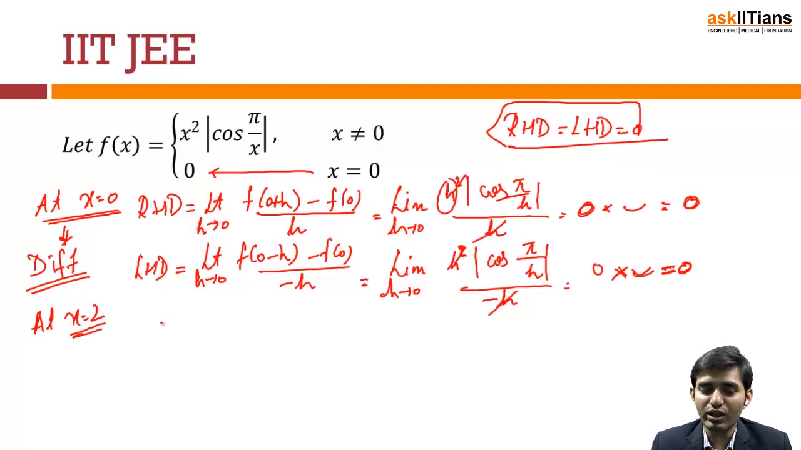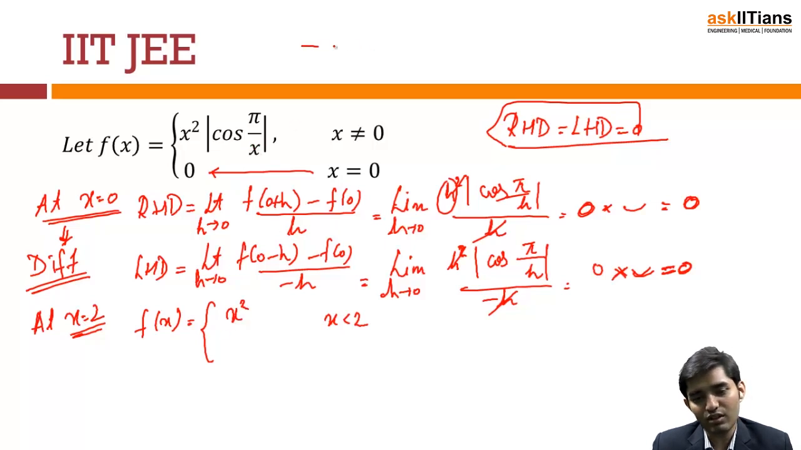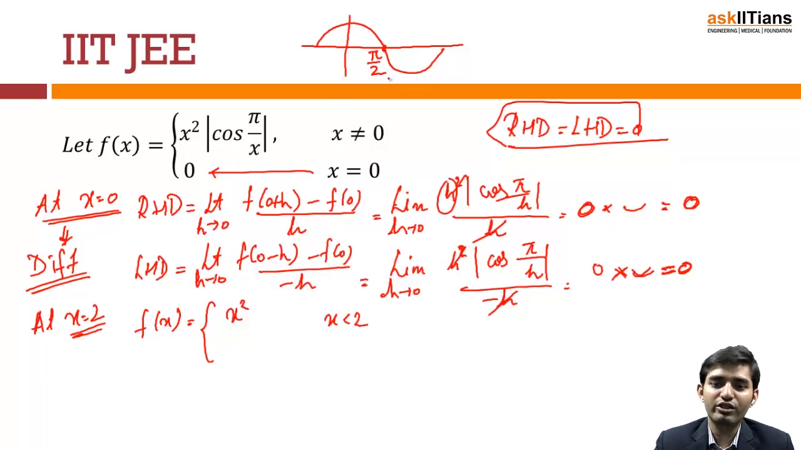At x equal to 2, what will happen to this function, right? So this function will be defined like this, right? If x is less than 2, right? If x is less than 2, this mod will open in, right? If x is less than 2, here I will get, what is the graph of cos x? See, the graph of cos x is like this, right? It becomes 0 at pi by 2, right? It becomes 0 at pi by 2.